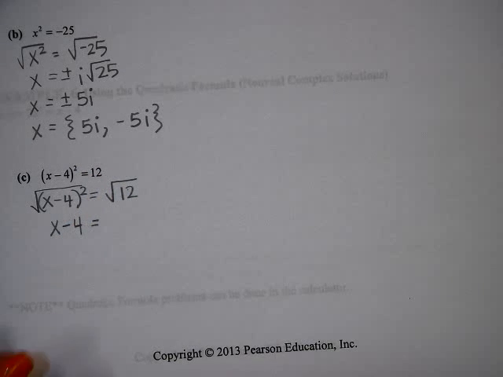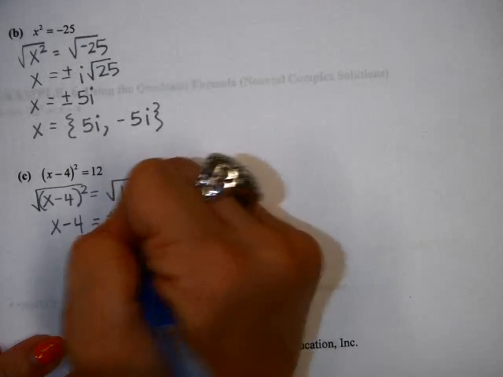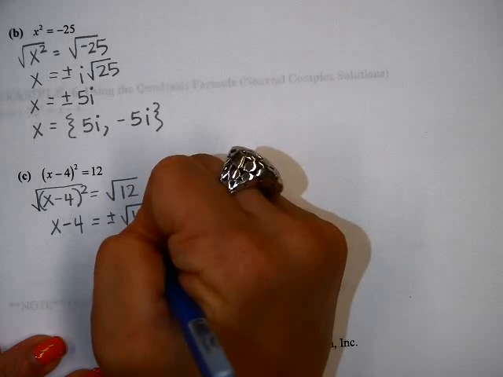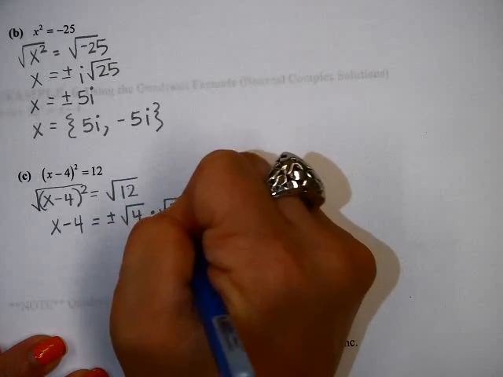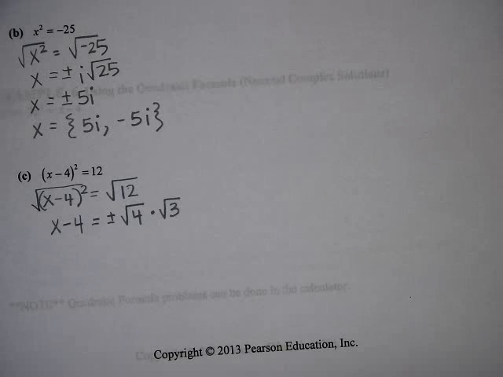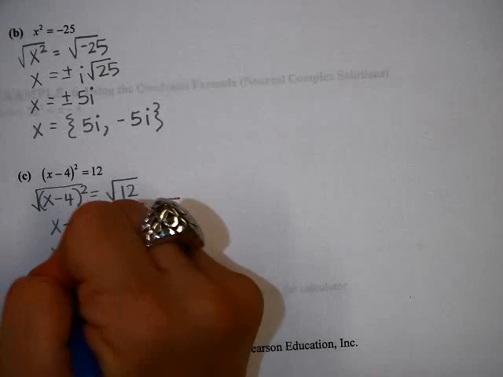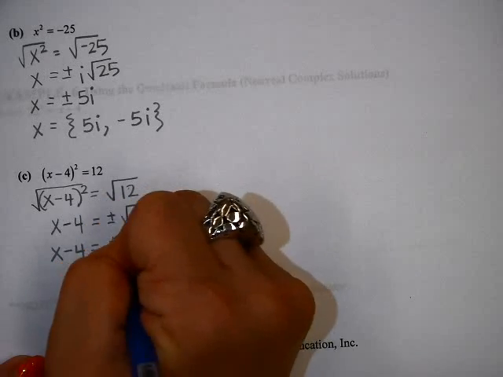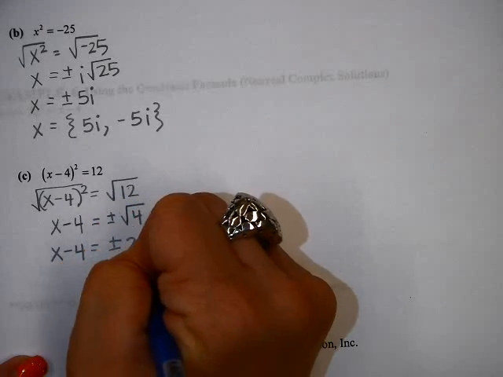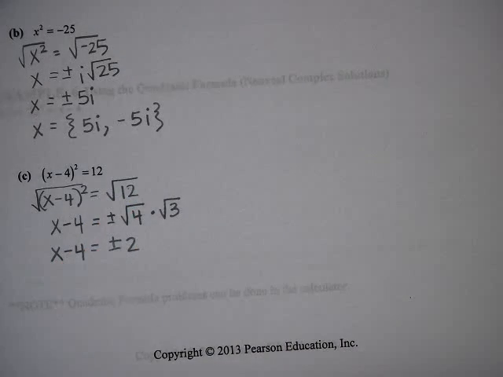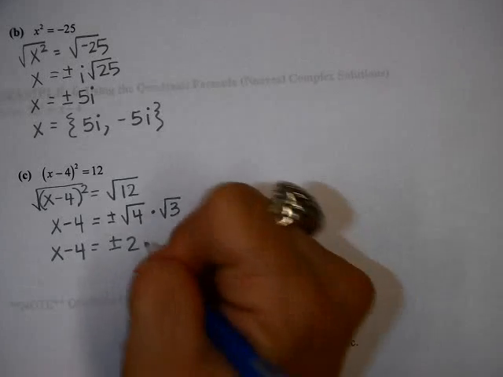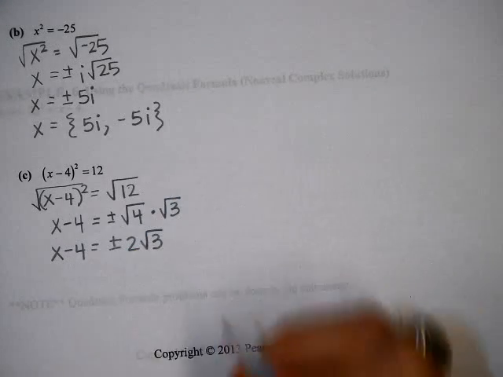And the square root of 12, 12 is not a perfect square, but it can be broken down into plus or minus square root of 4 times the square root of 3. Now, your perfect square is 4. So the square root of 4 is 2. 3 is not a perfect square, so it will stay square root of 3.